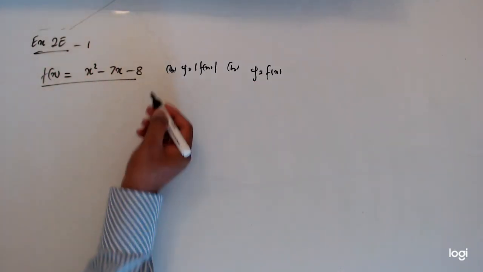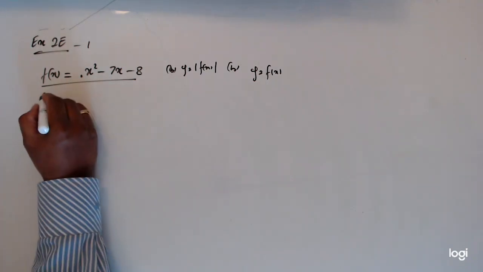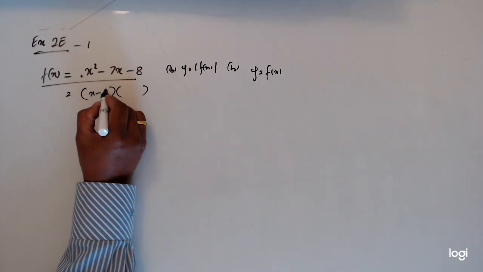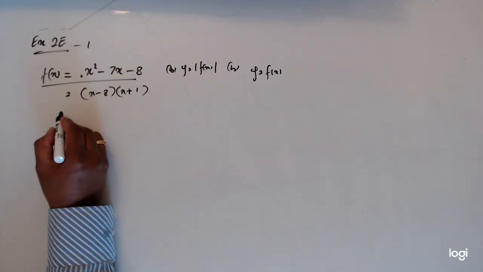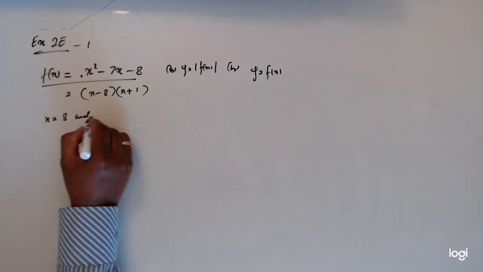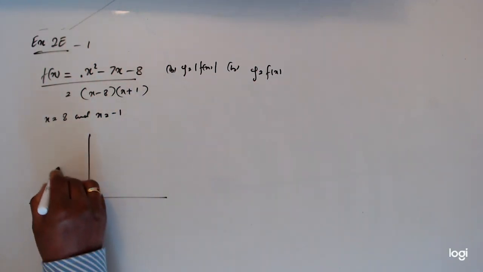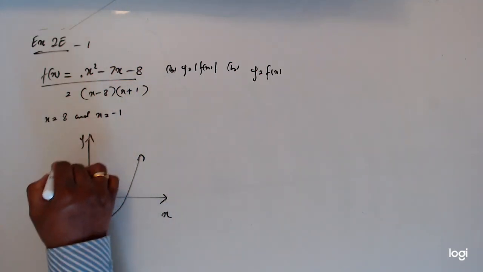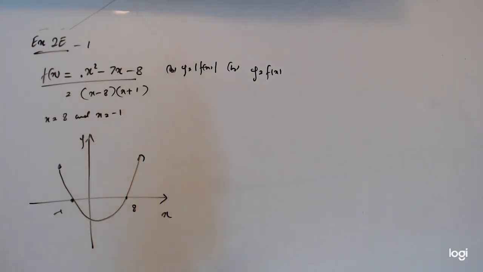So this is a quadratic equation. This is positive, it has a minimum. Then we can easily bracket this one, (x minus 8)(x plus 1). So then the roots are going to be x equal 8 and x equal minus 1. So this is minus 1 and this is 8.